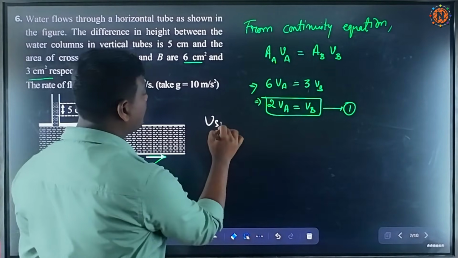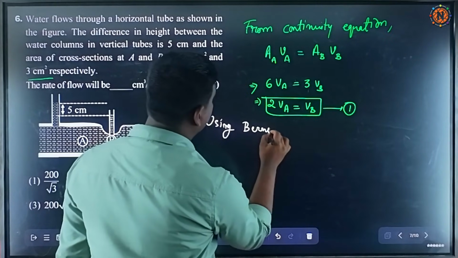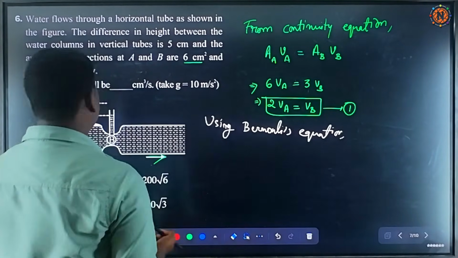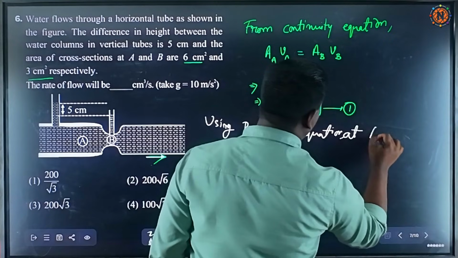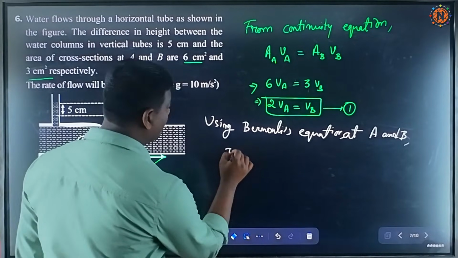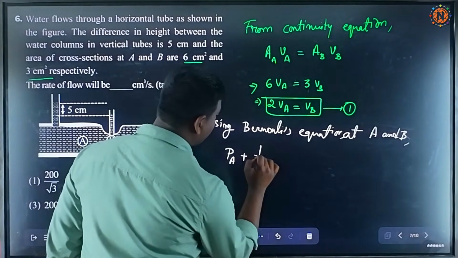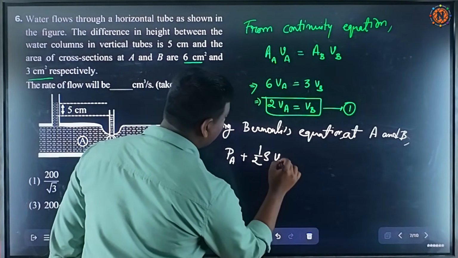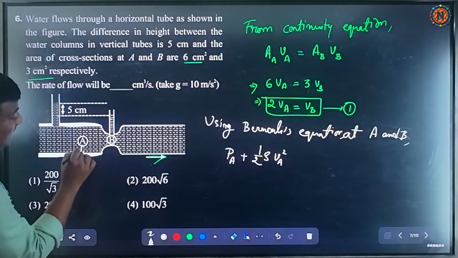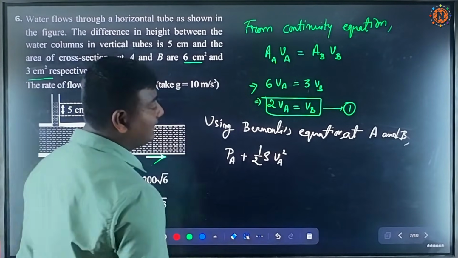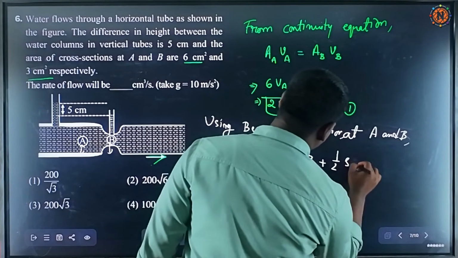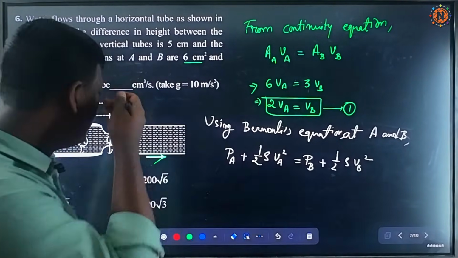Okay, so using Bernoulli's equation at points A and B we will get PA plus half rho VA square, plus we can write rho g h, but both the points are at the same height, yes or no? So this term will be cancelled. So no need to write this potential energy term. So we can directly write PB plus half rho VB square. The third term will be cancelled because they are at the same level.